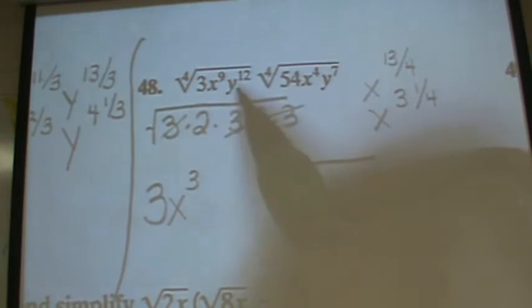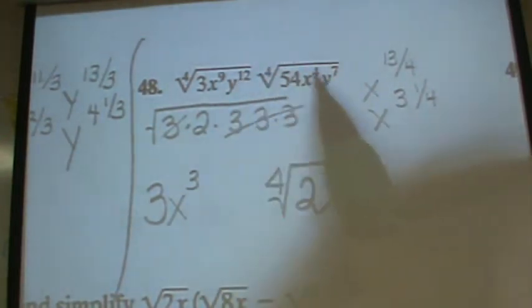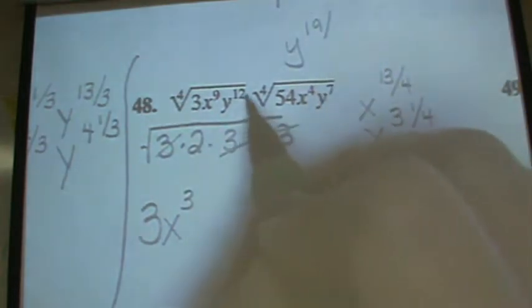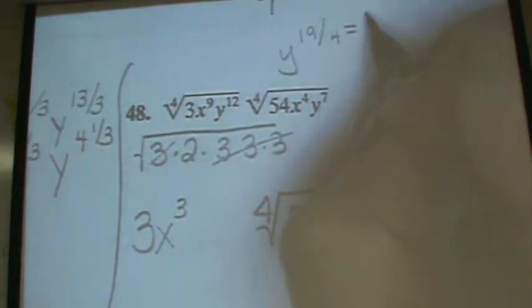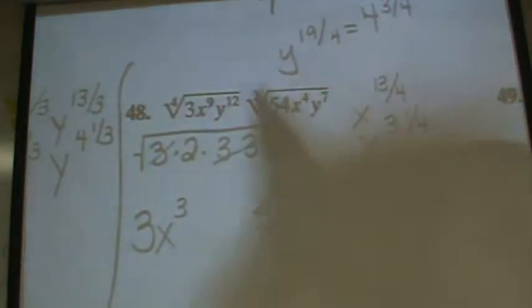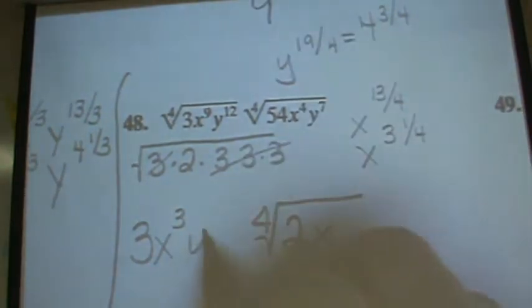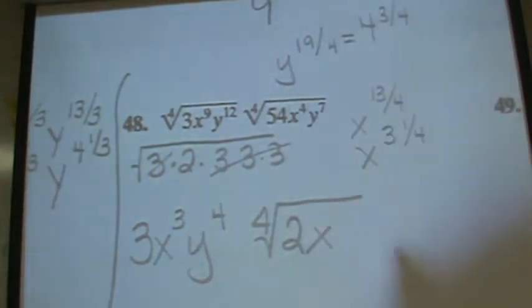Okay, so now we're going to add up our y exponents. We have 19, so it's 19 over 4. So that is going to be 4 and 3/4. So that would be y to the 4th power with 3 left over.